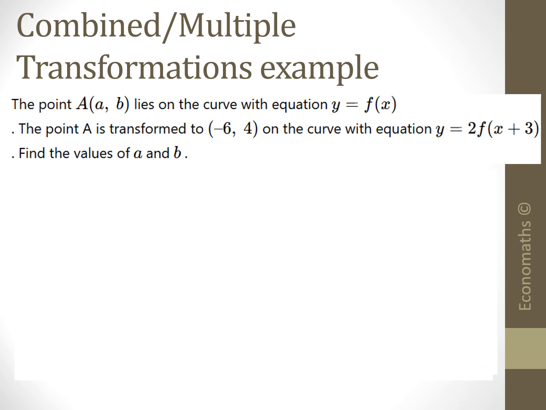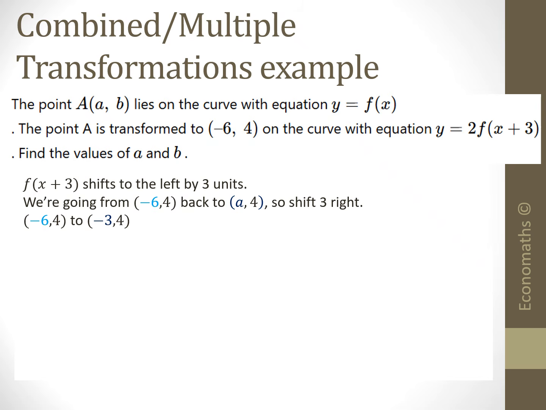Okay, so our first example with combined or multiple transformations. Here we have two transformations, from y equals f of x to y equals 2 multiplied by the whole of f of (x plus 3) inside the function. Also, we're actually going backwards in this question. It's telling us that the point (a, b) is being transformed onto the point (-6, 4), and the question asks us to find the original point (a, b). So we need to go backwards.